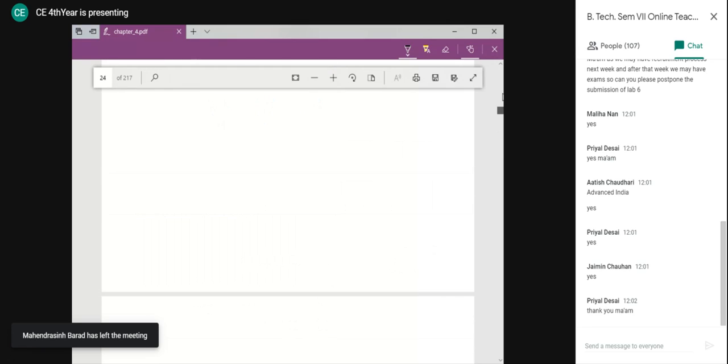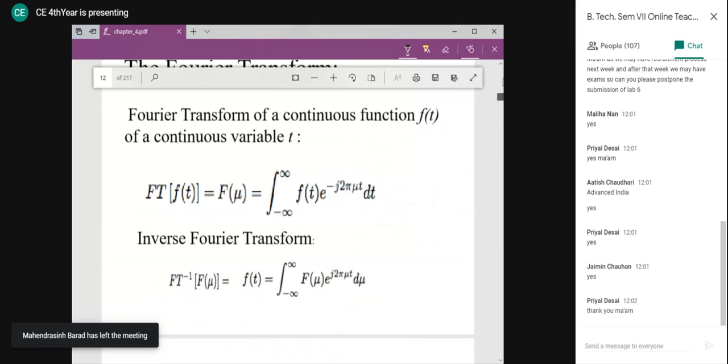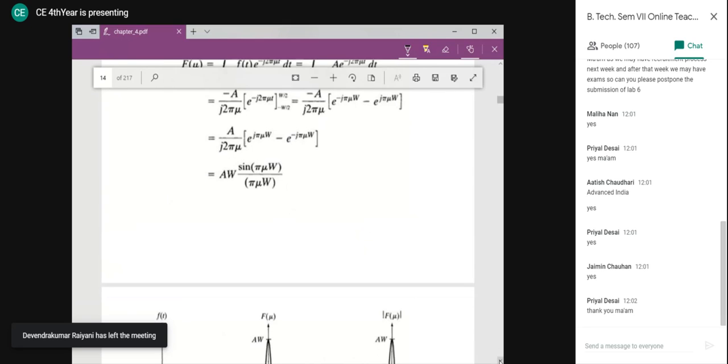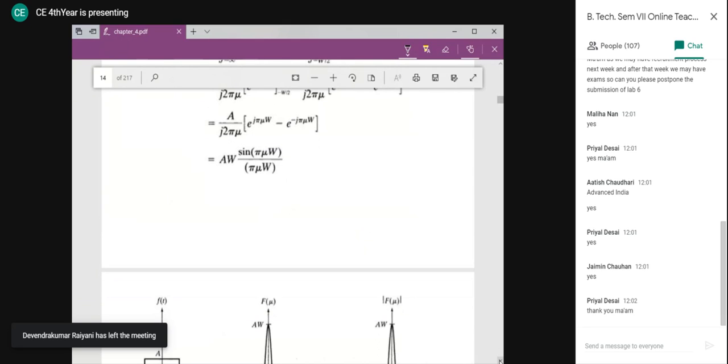So that was my last discussion. I hope it is clear to you now that if I have a cosine at a particular frequency mu 0, the Fourier transform of it is two impulses located at plus mu 0 and minus mu 0. That is my conclusion.